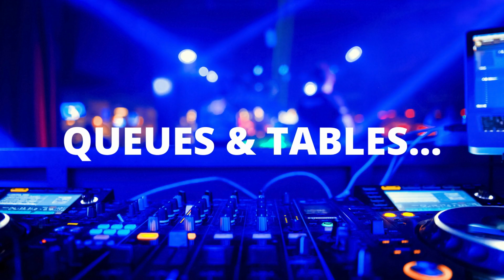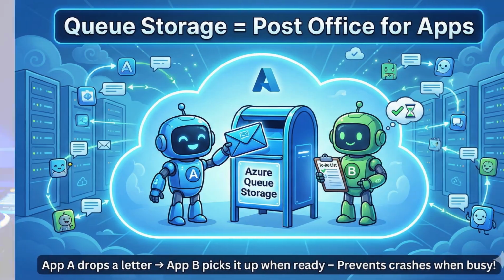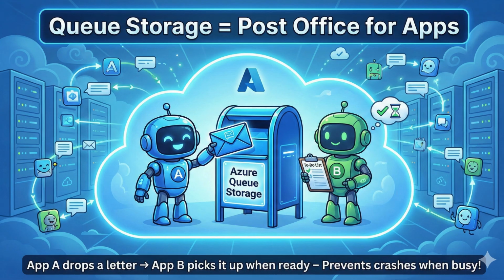2 quick bonus types. Queue Storage is like a post office for apps. App A drops a letter in the mailbox. App B picks it up when it's ready. It's a to-do list that stops your system from crashing when things get busy.